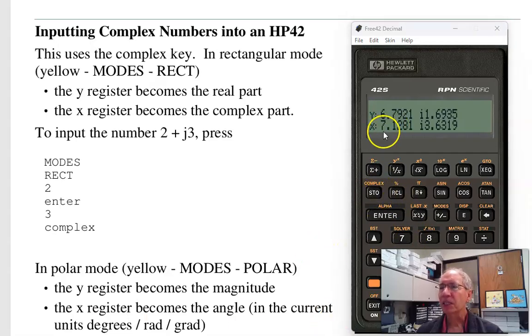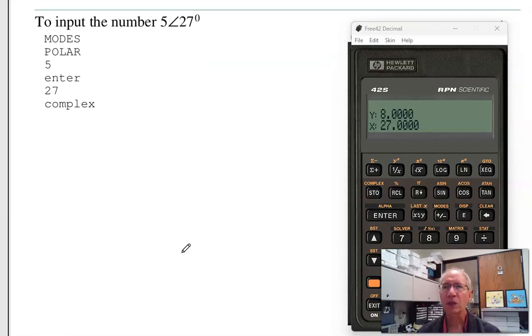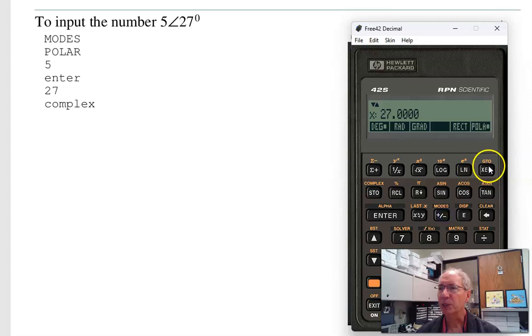The other thing complex does, if my number's already complex, if I hit complex again, that pulls out the real part and complex part. So if I ever need to take my complex number and separate it, that's what that does. If I go to polar form and hit complex, it pulls out the amplitude and angle. So sometimes I want the amplitude and angle, sometimes I want the real part, complex part. You can do that by switching between rectangular and polar. So again, that's how you input the number 5 at 27 degrees. 5, enter 27. Make sure I'm in polar mode. There's 5 at 27 degrees.